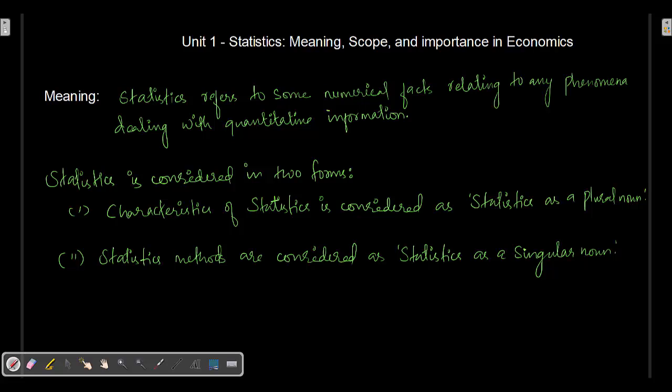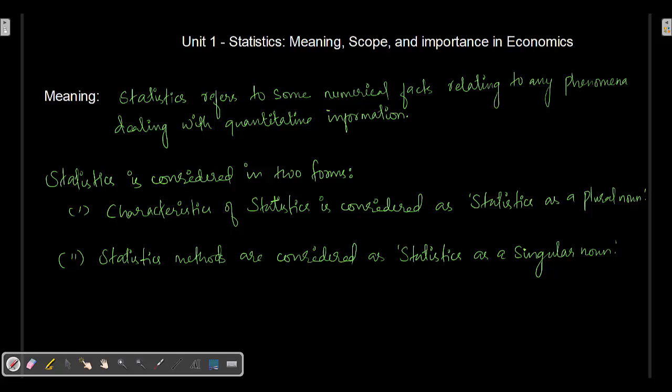Today we're going to start with a new chapter from part B of economics, that is unit 1 chapter 1, statistics. In this chapter we're going to learn the meaning of statistics, its scope and the importance of statistics in economics. So for this unit I'll be making two tutorials. The first tutorial will be based on the meaning and the scope, and the next tutorial will be its functions, limitations, and importance of statistics.